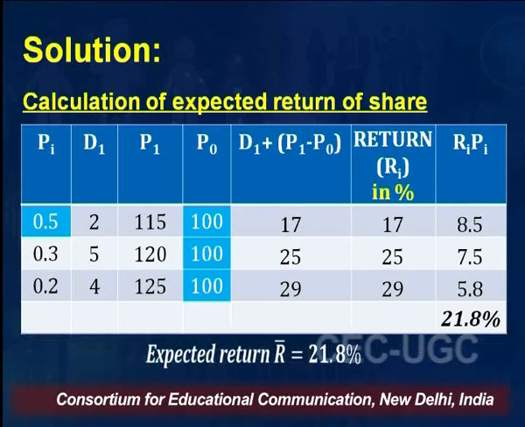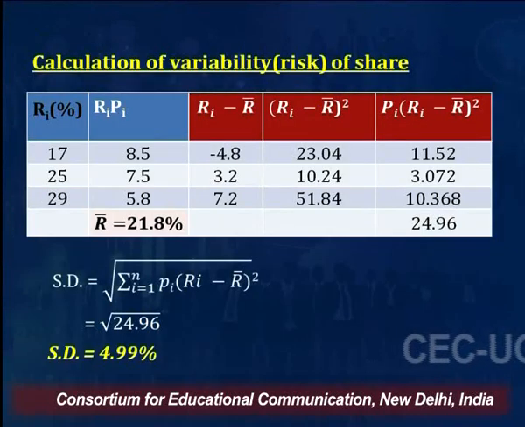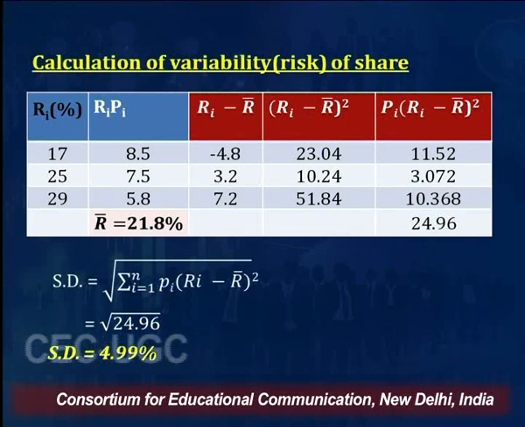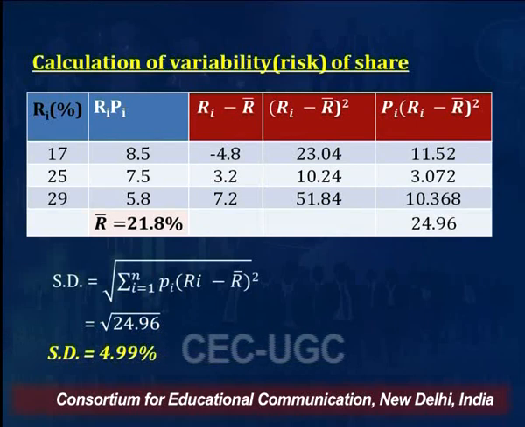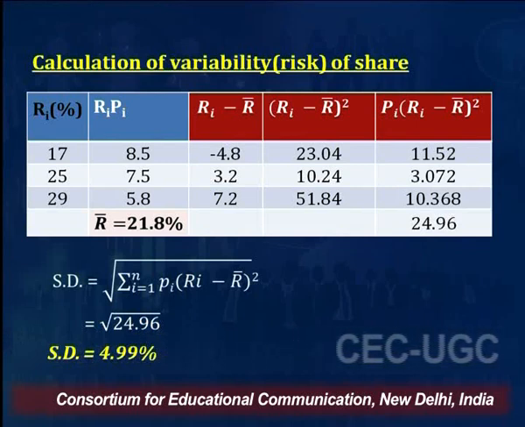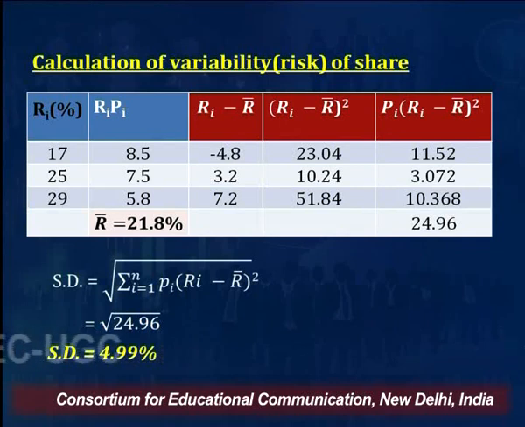Now the second step is we have to calculate the risk. Up till now, we have calculated the return which we are expected to get by this investment. Now how we will calculate the risk? Risk is being calculated by standard deviation. In my previous examples also I have shown you how you calculate risk. So let's calculate the risk element in this investment.